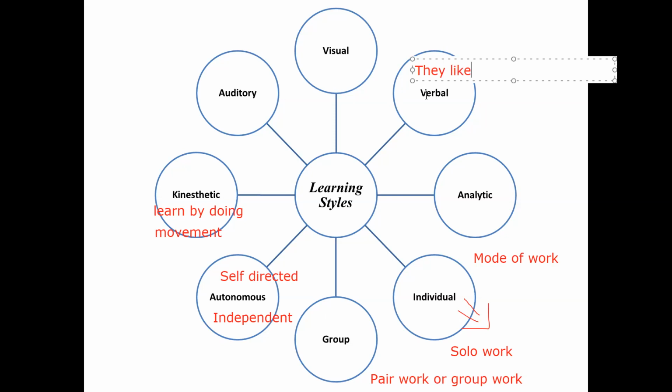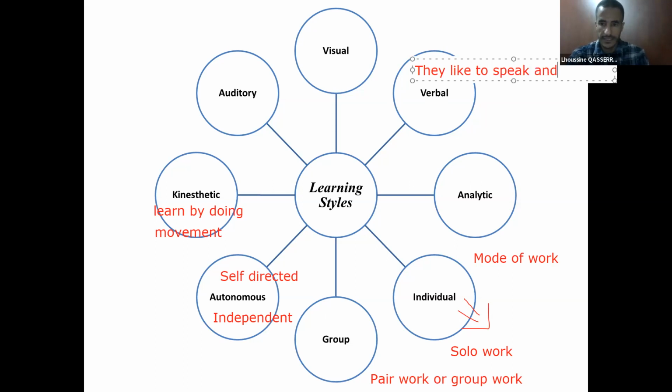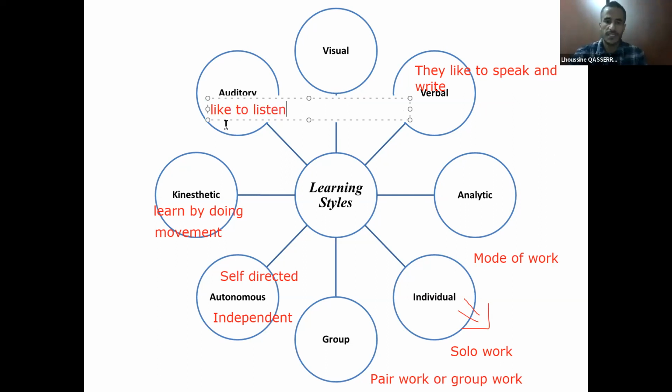Perfect. Yeah, I agree. And verbal learners like to speak and write. Now, basically for kinesthetic learners, if you teach children, you will notice that the dominant learning style that you will have is the kinesthetic. They like to move. Okay. Now, what about auditory? They like to listen. To listen to what? Listen to sounds or music. And visual learners like to see. And to see what? To see pictures, diagrams, etc.